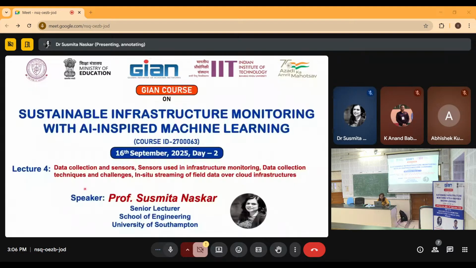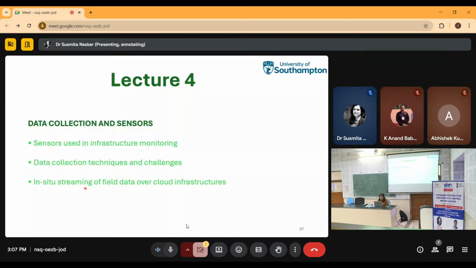So welcome everybody, and now we are going to start lecture 4. I think in the morning session you have seen we have talked about different kinds of machine learning models like supervised, unsupervised and reinforcement learning. In this one we are going to talk about data collection and sensors, and how the sensors are used to monitor the infrastructure, and the data collection techniques and what challenges we could possibly face. Those are the important ones which we will see today.